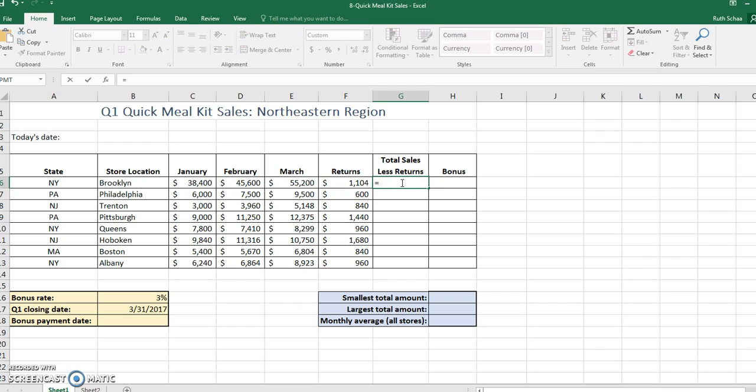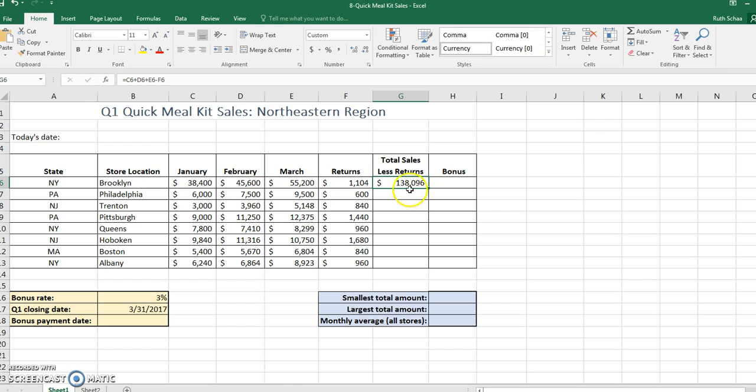Your textbook says click on C6. That's January. Hit a plus. February plus March minus your returns. So it is equal C6 plus D6 plus E6 minus F6. I am going to hit my confirm or enter button next to my formula bar.